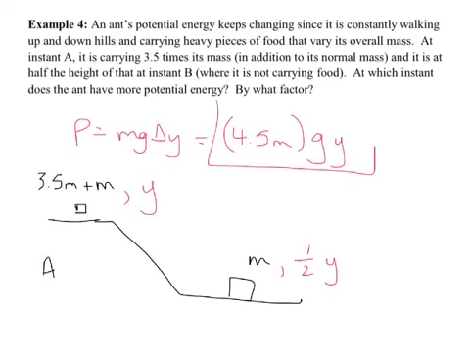So this is the amount of energy in the first scenario. Again, it's not a number, and that's fine because we're not looking at numbers here. But in the second scenario now, we've got a different setup. We've got the mass at the bottom, m. We've got g still, and now we've got half y.